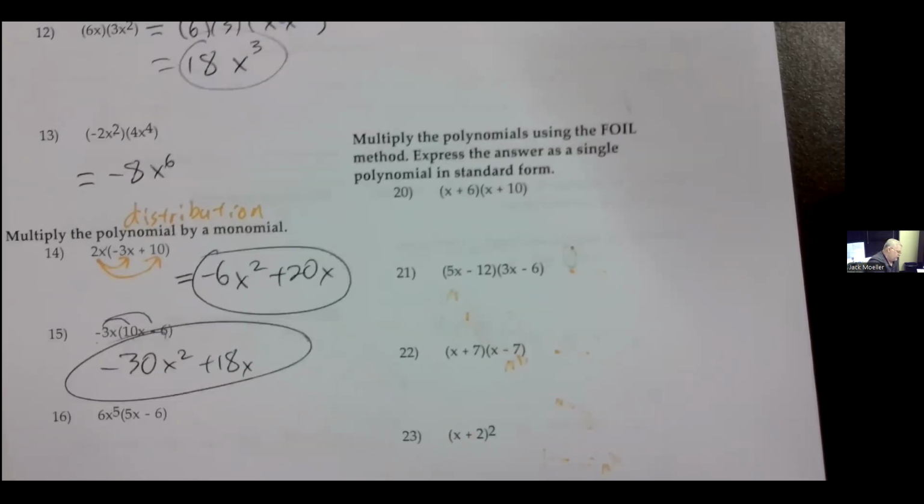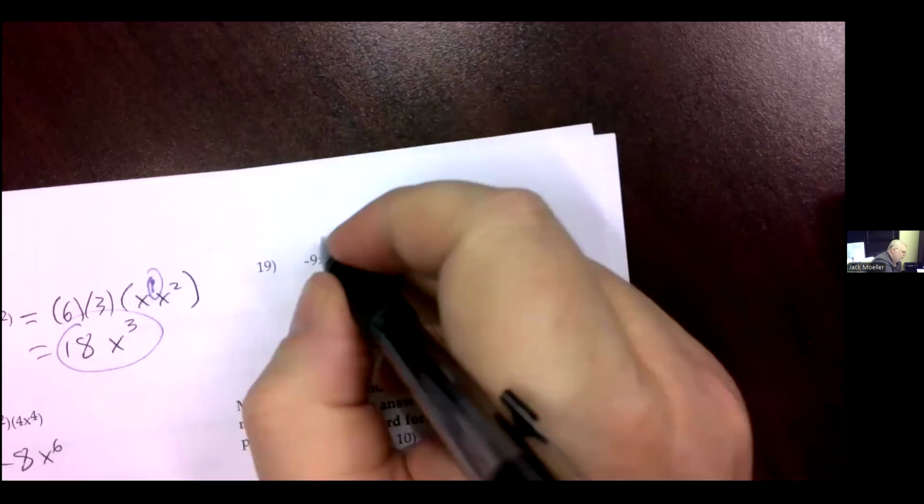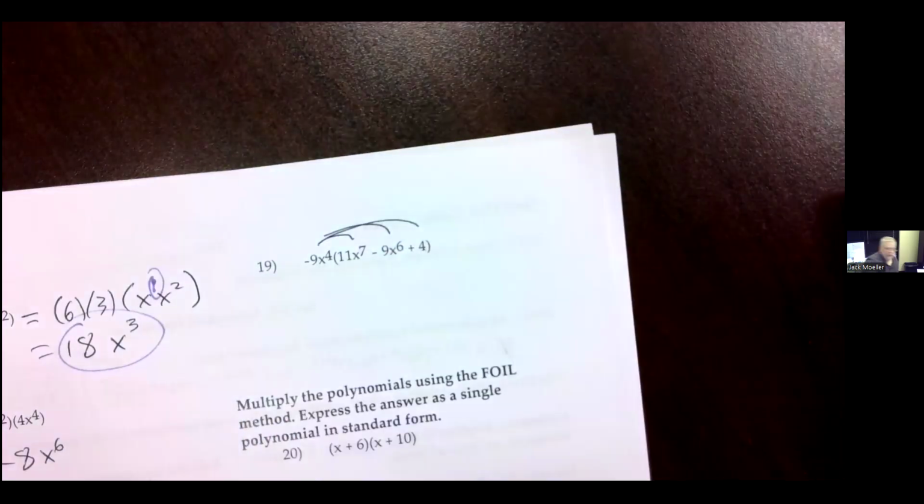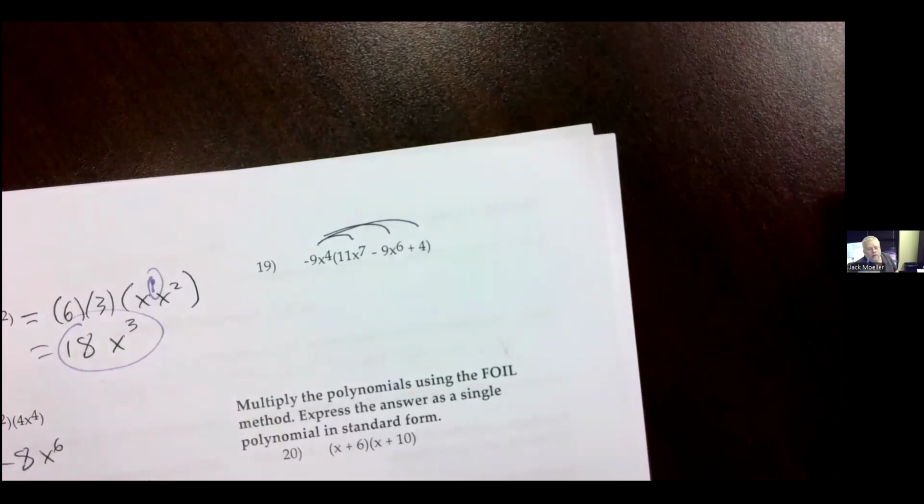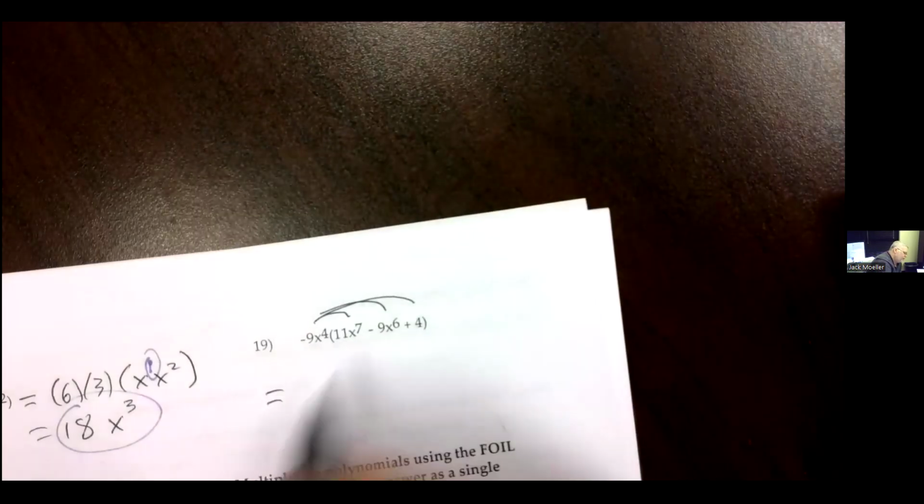All right. These are all kind of similar. So let's jump to 19. So let's do some of the messier ones. So go ahead and see what you can do with that one right quick.